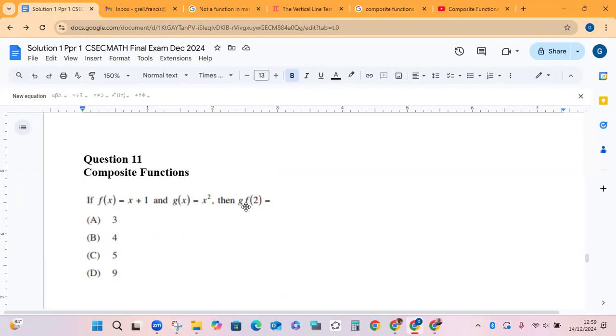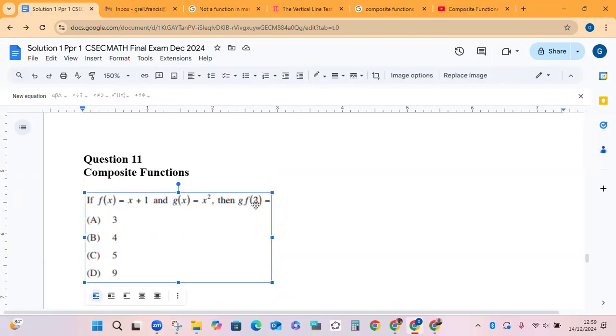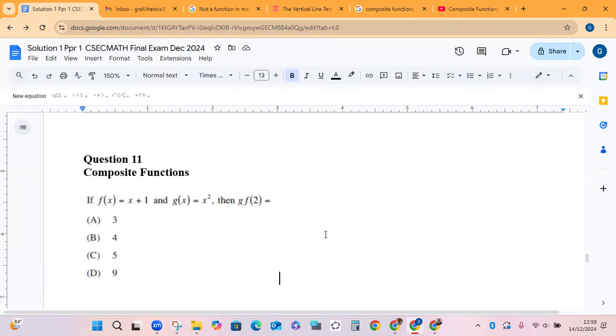Then you have gf of 2. So the 2 is to be substituted into f, and then the answer you get, you substitute into g. I repeat, g is the main function, f is the sub function, 2 is the sub number. You substitute 2 into f, you evaluate, and the answer you get, you substitute into g. So let's do that.